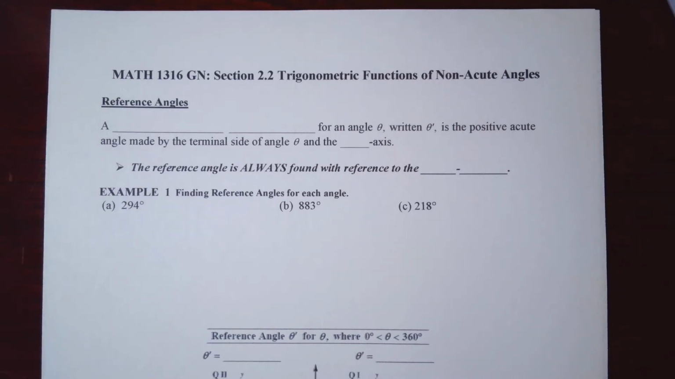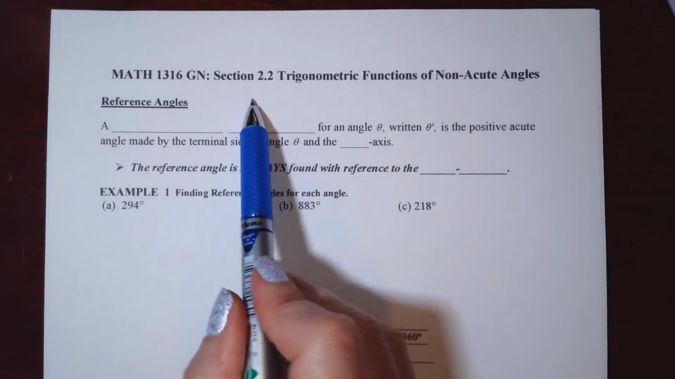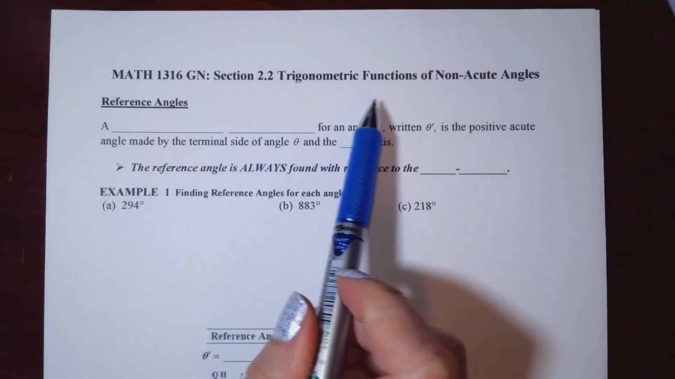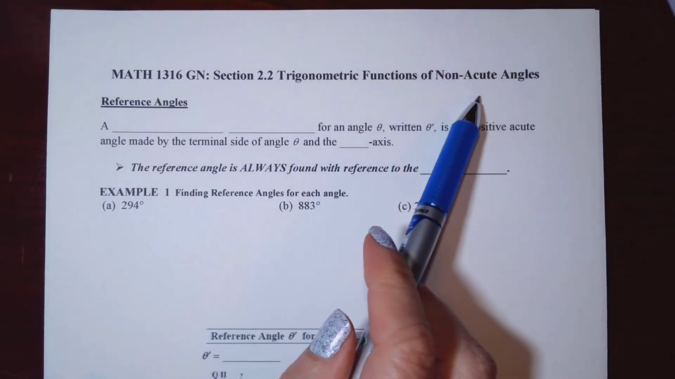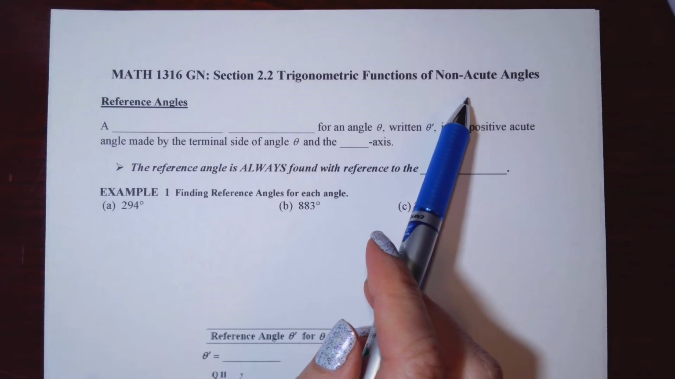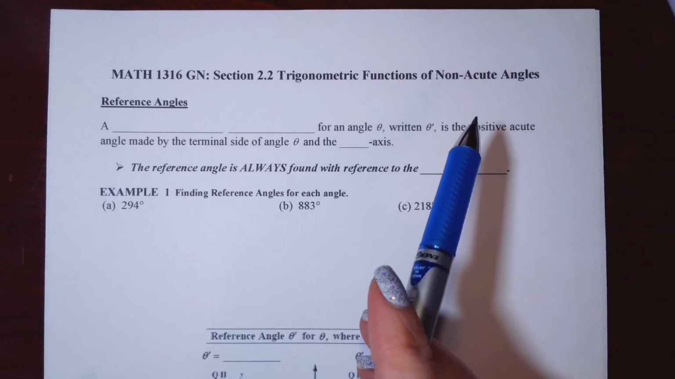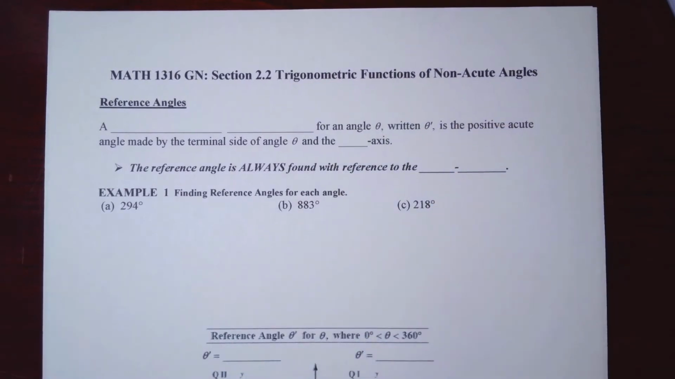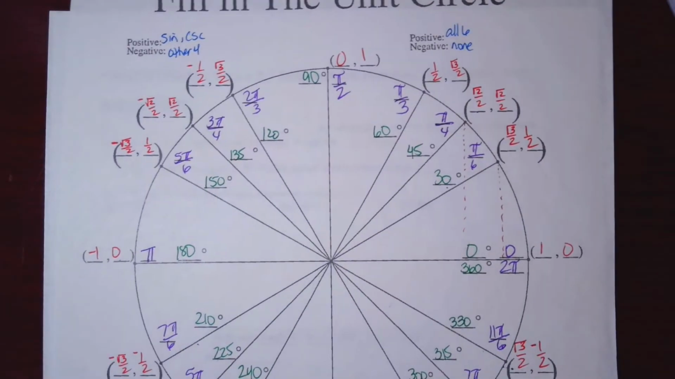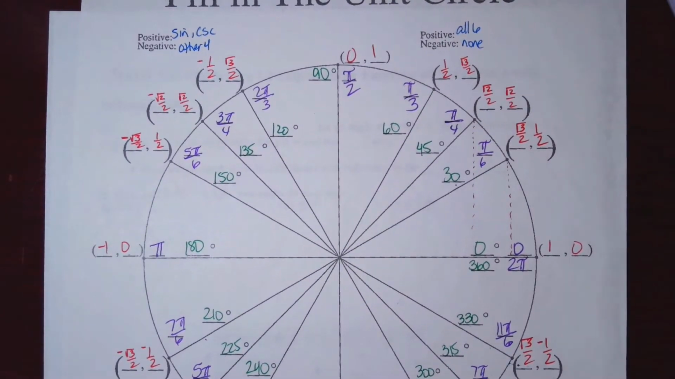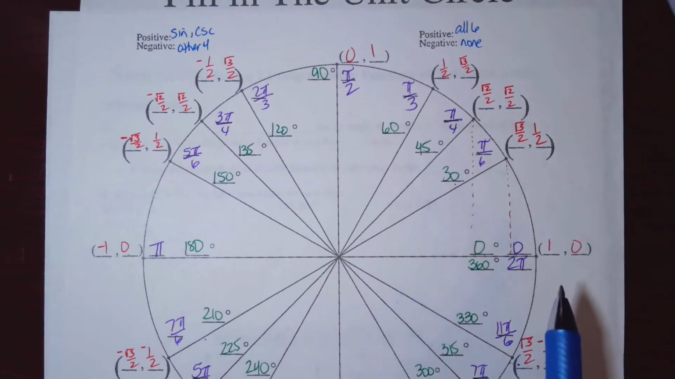Okay, as we turn our attention to Chapter 2, Section 2, we're going to talk about trig functions of non-acute angles. Now, when we talk about non-acute angles, we're still going to be looking at values in reference to our unit circle, in reference to our special angles, and we're going to be relating them as much as we can there.